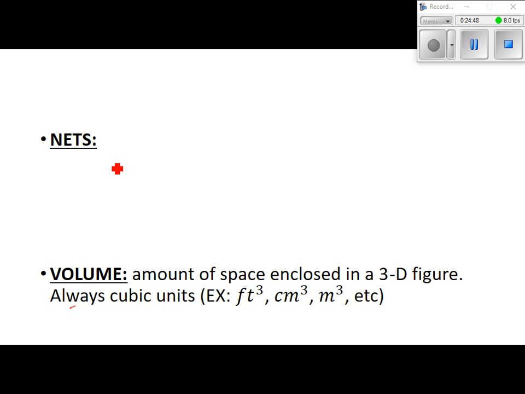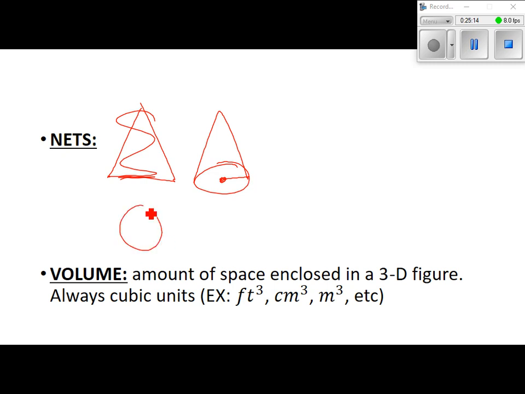So again, a net. Let's do a different one. If we were doing a cone, the net of a cone would look something like this, if that's our cone. And remember, that's going to have a radius across through there. The net of that cone might look something like that, where this part is the part that curls around for the cone part of it, and then you have the circle.